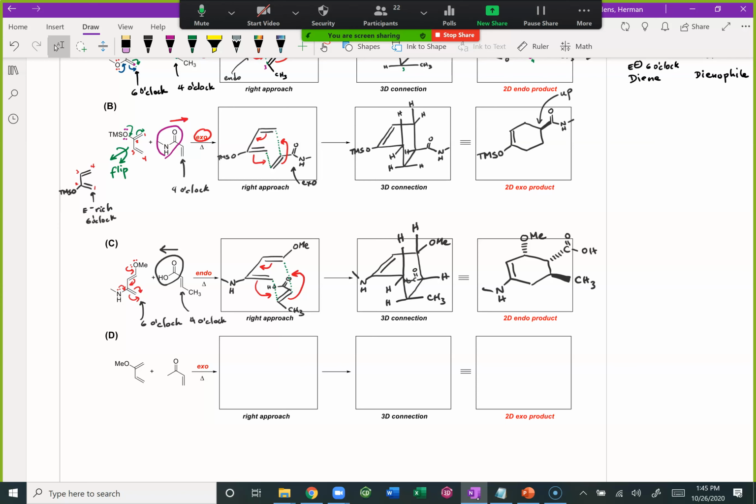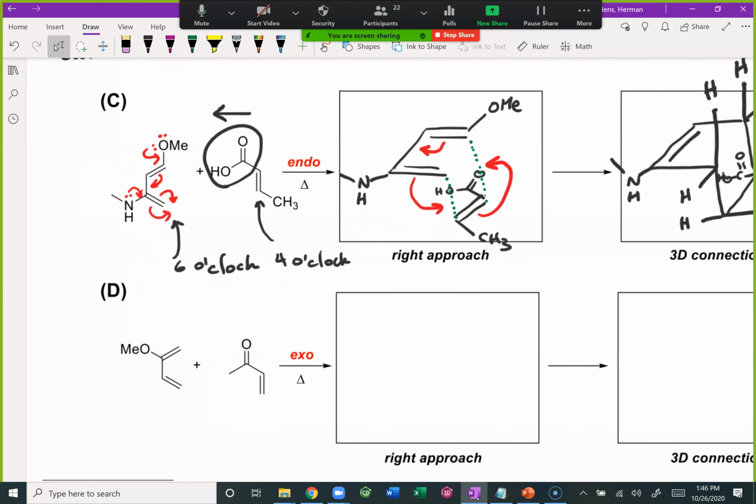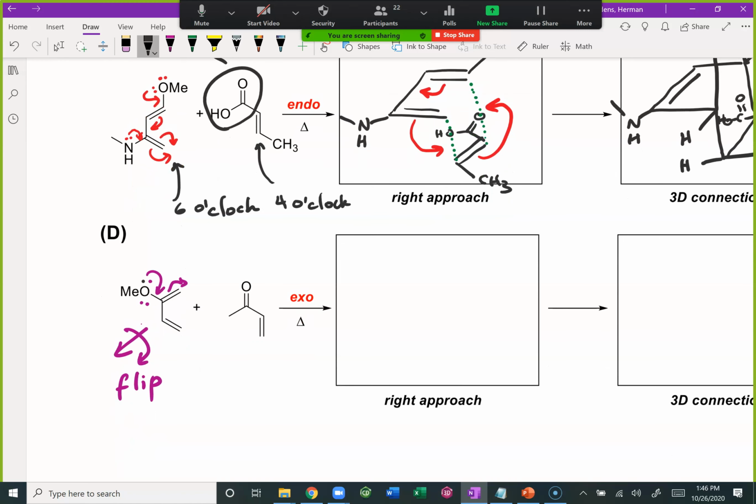I have 5 more minutes. I want to finish the next problem. All right. In the next problem, we're going to have a double flip. Are you seeing it? Double flip. Because now you're getting experience and say, okay, I push here and here. This will require a flip. So I will end up with my diene will look like this. This is a methoxy group.